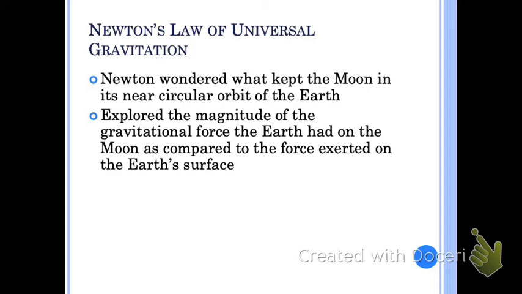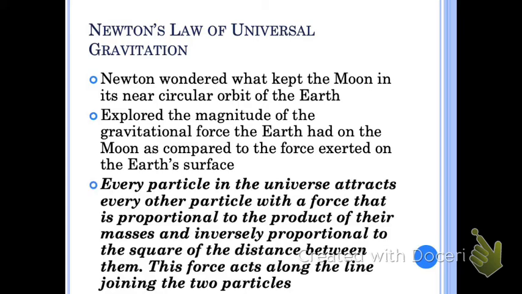And so I'm going to put it up here. I would like you to have this definition at least written down once in your notes so that you can see it and hear it and write it, okay? So I'm going to read it out loud so that we can hear it as we're going. It says, every particle in the universe attracts every other particle in the universe. Okay, that's important. Attracts every other particle in the universe with a force that's proportional to the product of their masses and inversely proportional to the square of the distance between them. This force acts along the line joining the 2 particles.